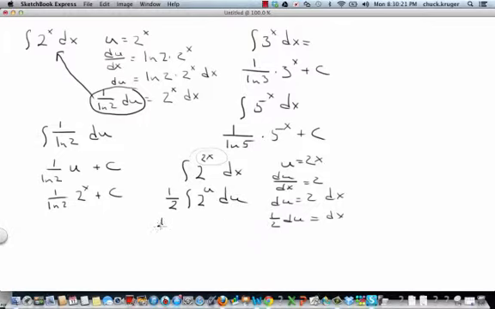Well, I'm going to have 1/2 times 1 over the ln of 2 times 2 to the u. Well, what is 2 to the u? u is 2x, so it's 2 to the 2x plus c. So I can write that up a little bit nicer. I can write 1 over 2 times the ln of 2 times 2 to the 2x plus c. So that's my antiderivative, and I can generalize that even further.